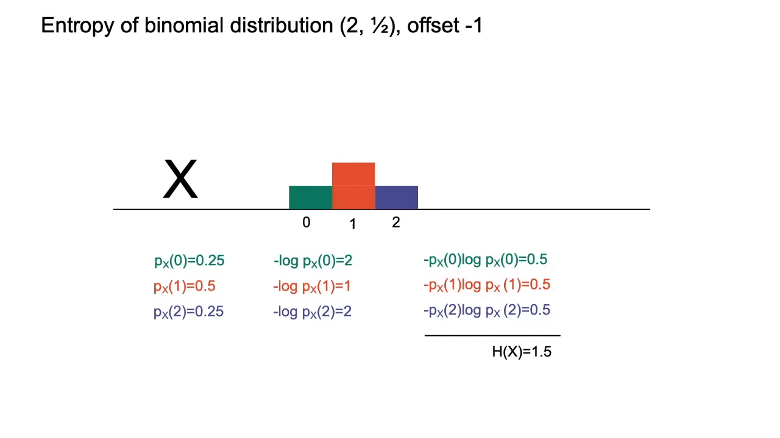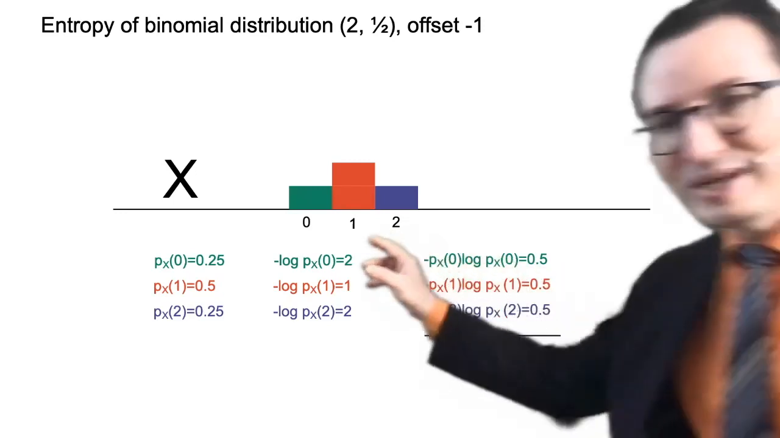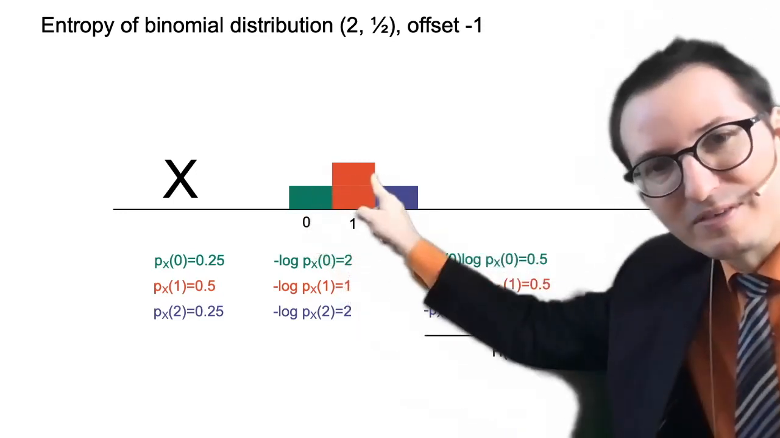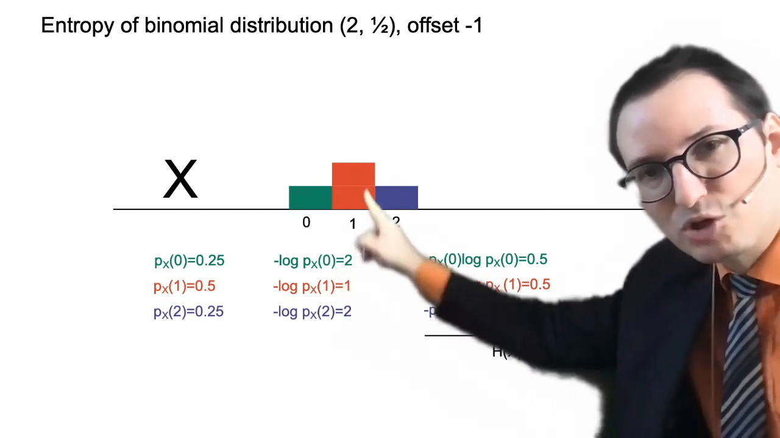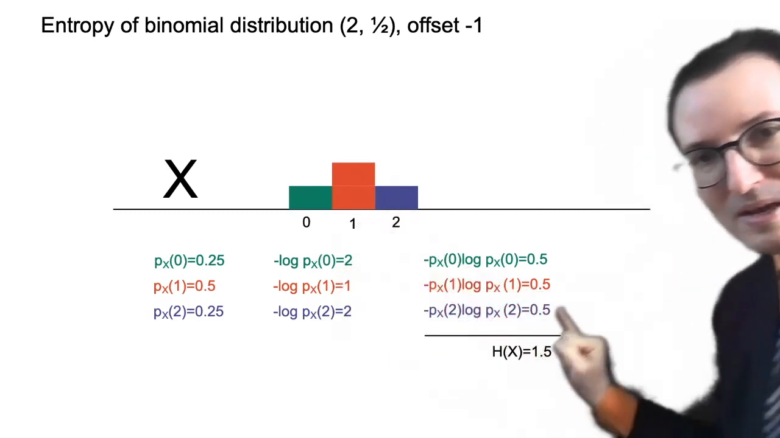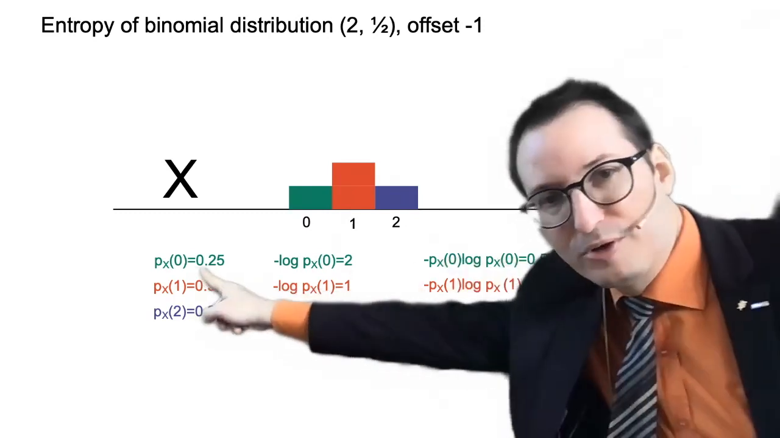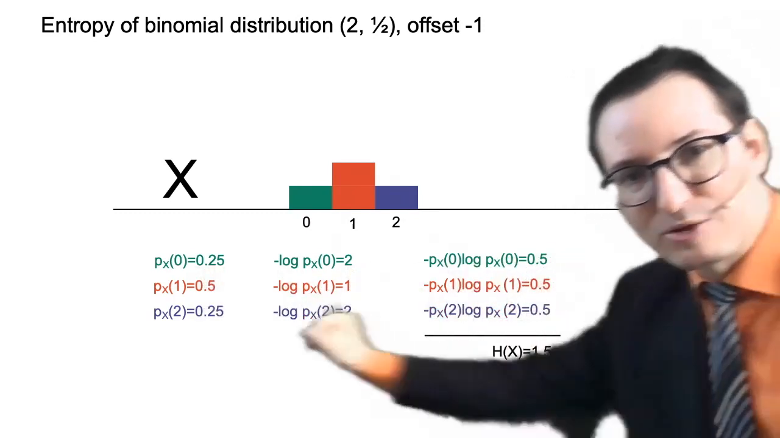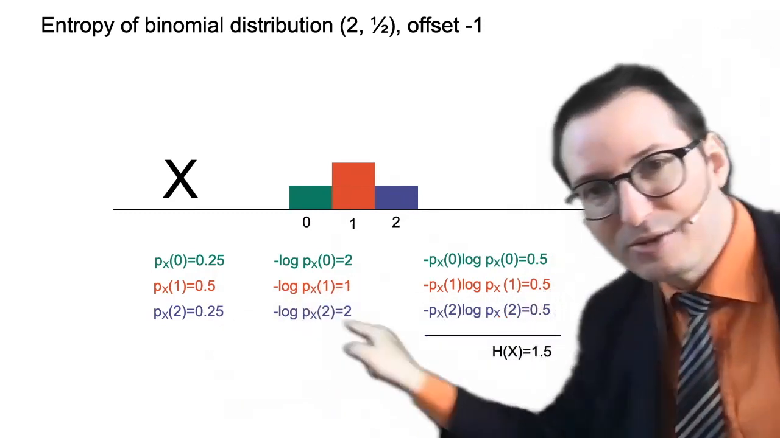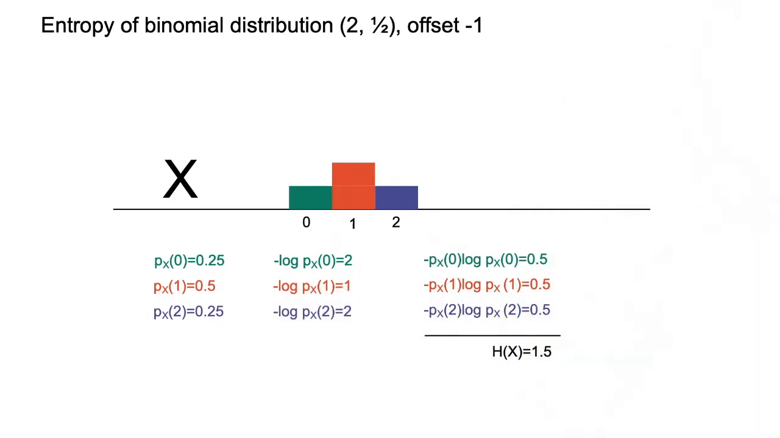It's not an arithmetic average. I average that weighted on the probabilities. So this one here has a double weight. Right? So if I sum that, I get 1/2, because that's 0.25 times 2, 1/2. Here I get again 1/2, and here I get again 1/2. So my entropy is 1.5.